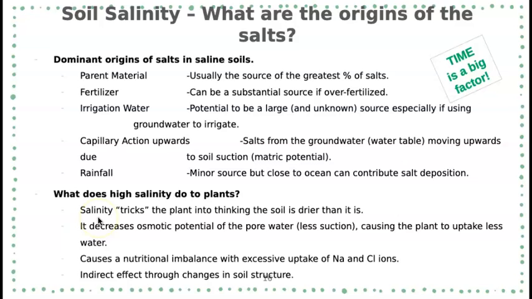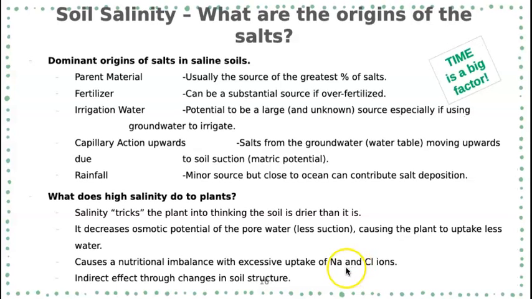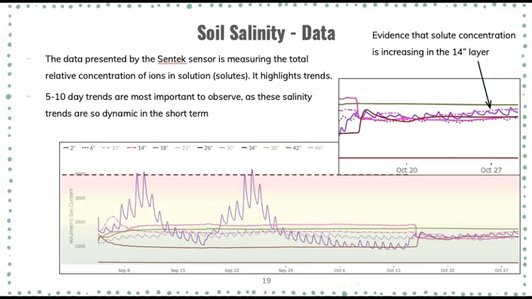So what high salinity can do is trick the plant into thinking that the soil is drier than it really is. When that happens, you have less suction, which will cause the plant to uptake less water. So you have this nutritional imbalance with excessive uptake of salts. Our Centec sensor stations are able to monitor salinity movements and electric conductivity data on our graphs.